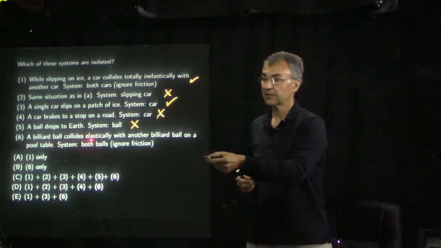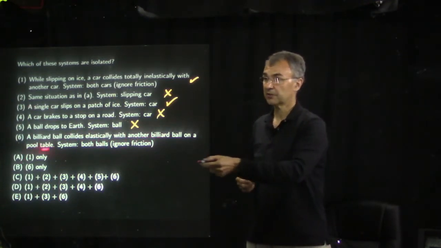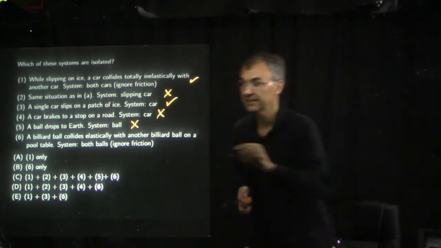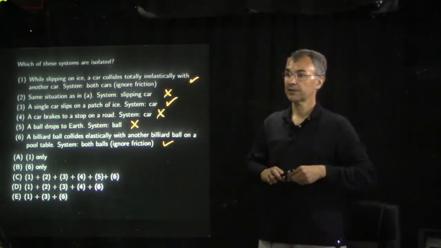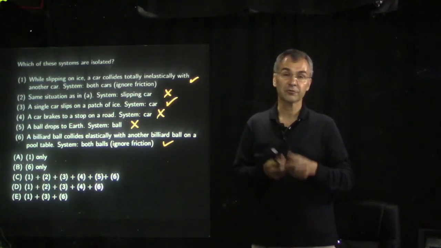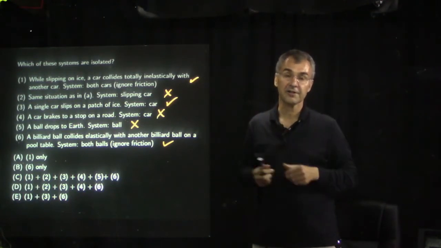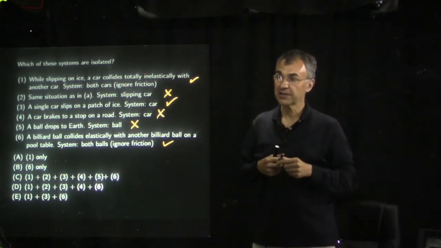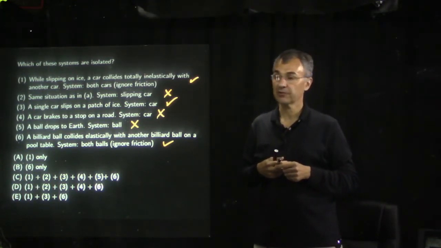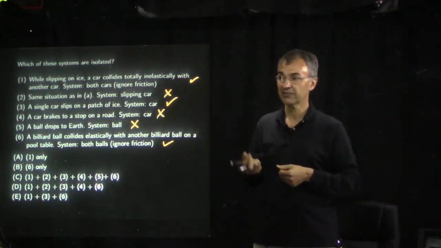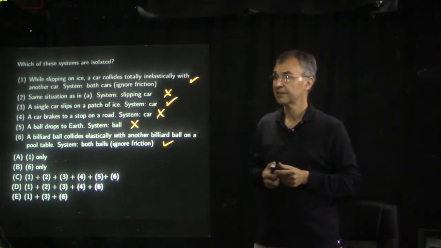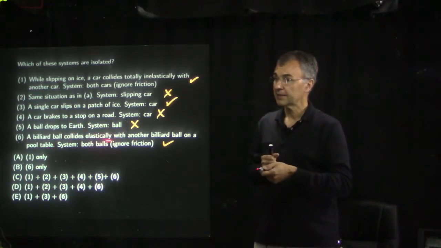A billiard ball collides elastically with another billiard ball on a pool table, and the system is both balls, and we're going to ignore friction. Well, I think that is isolated as long as we're ignoring the friction between the balls and the cloth on the pool table, which maybe for a short time is a reasonable assumption. Over long periods of time, you can't ignore friction on a pool table, but maybe at the very close instant near a collision, you can. So I think this is okay.